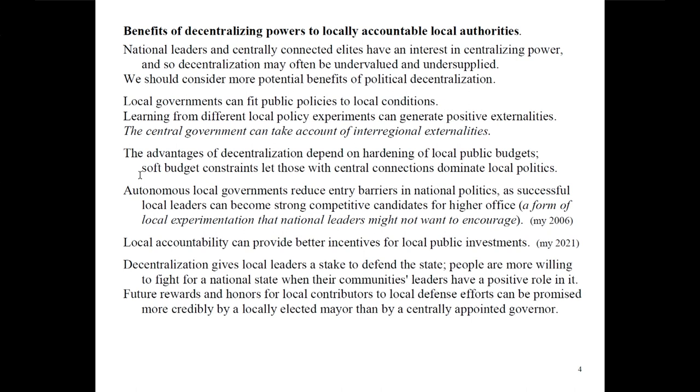But another point that I want to argue that's not part of the classical theory of federalism is that decentralization gives local leaders a stake to defend in the state.